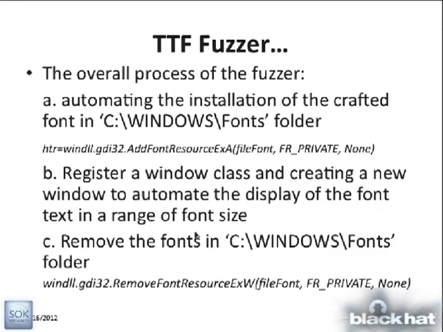And to sum up the overall process of the fuzzer, there are three important steps. The first is the fuzzer will automate the installation of the crafted font in the C Windows font folder. Secondly, the fuzzer will register a Windows class and create a new window to display the font text in different sizes. And lastly, the fuzzer will remove or uninstall the font from the C Windows font folder.